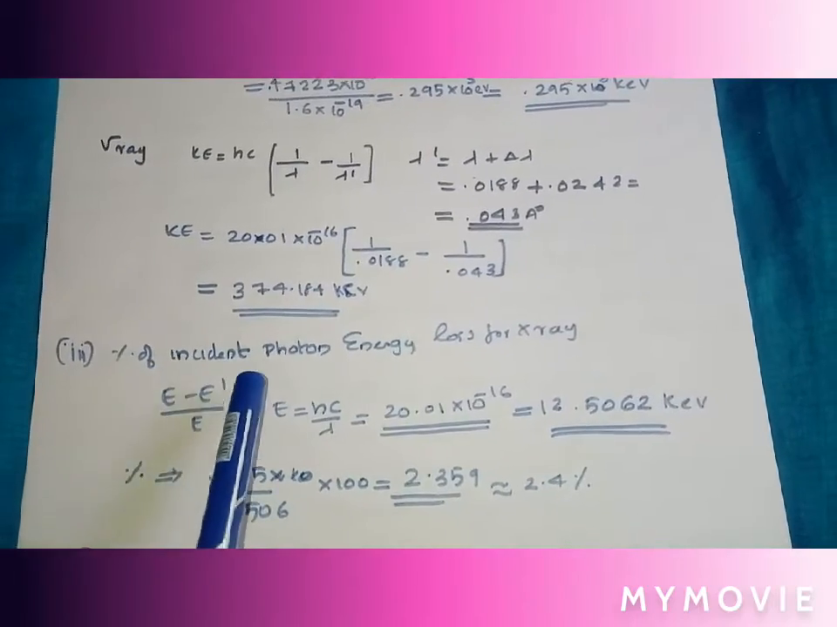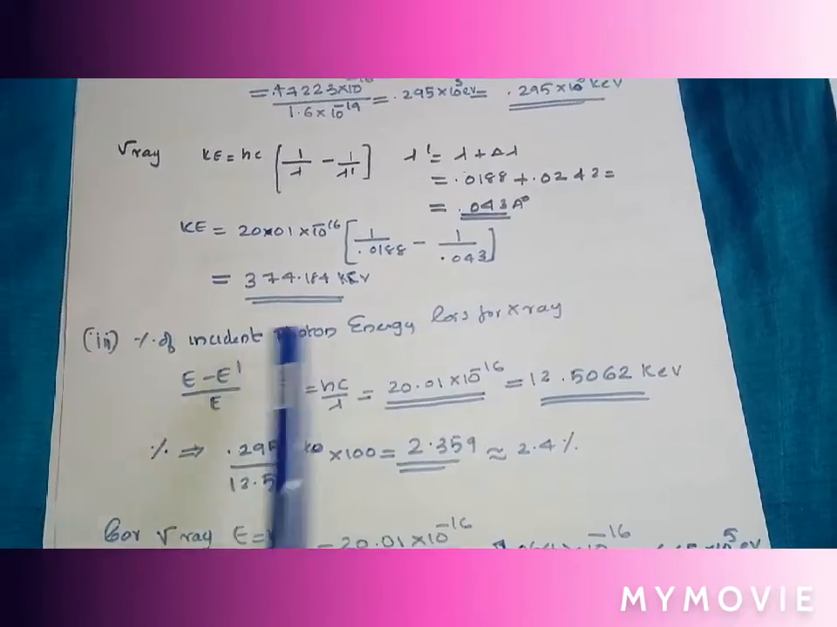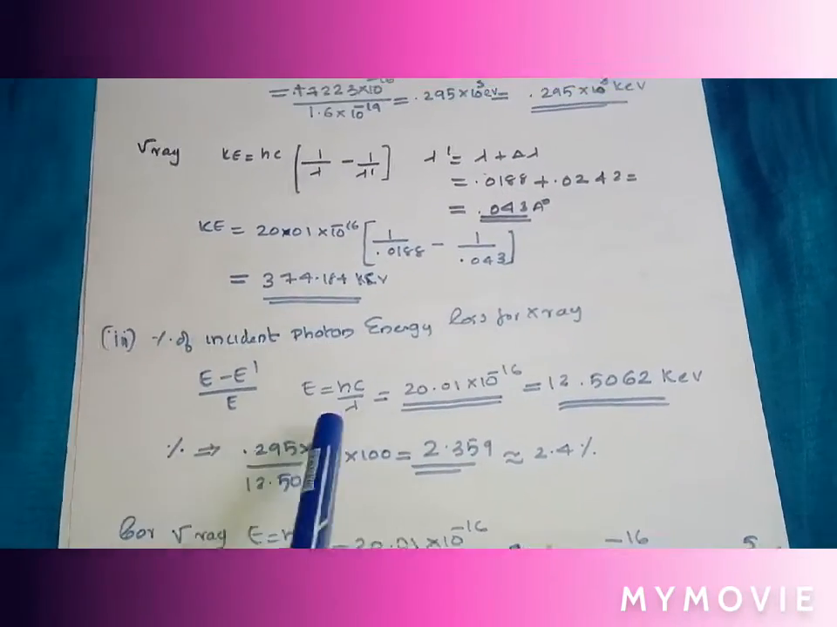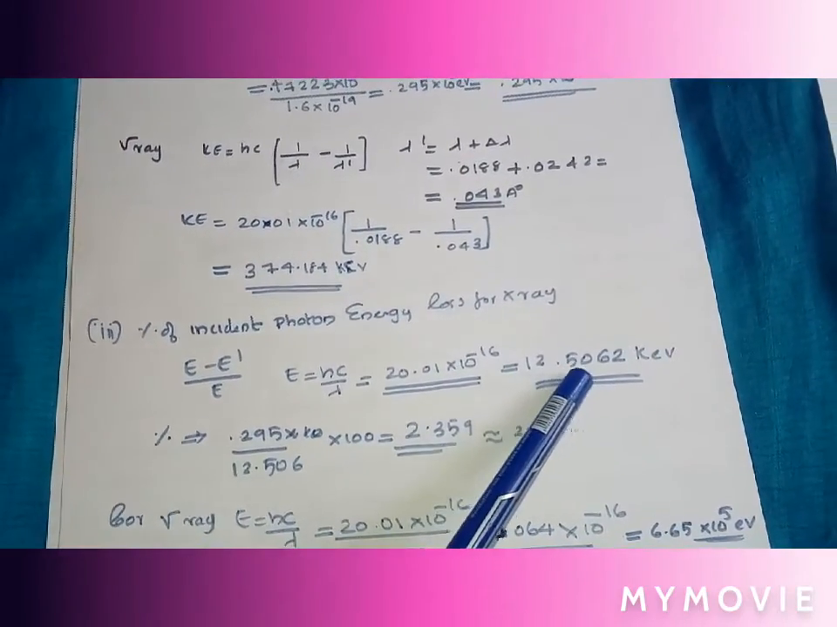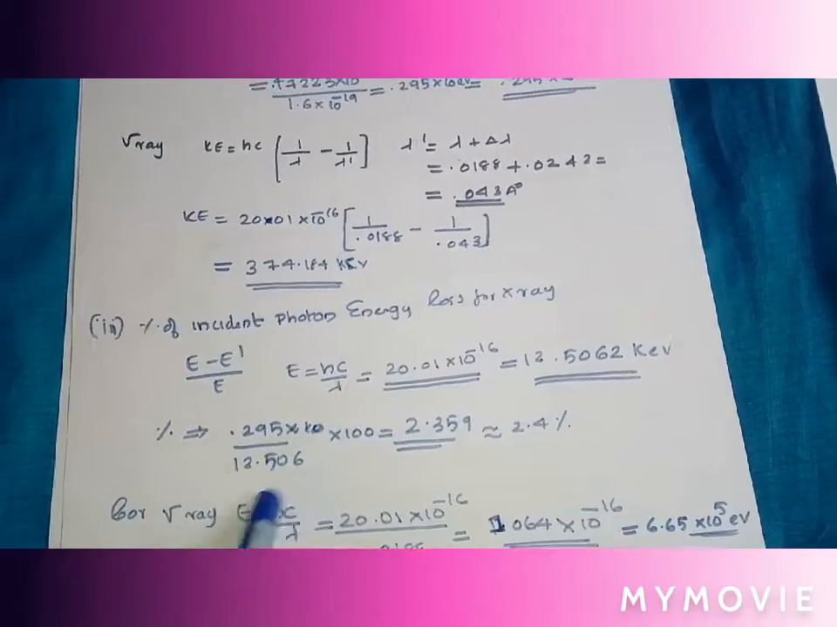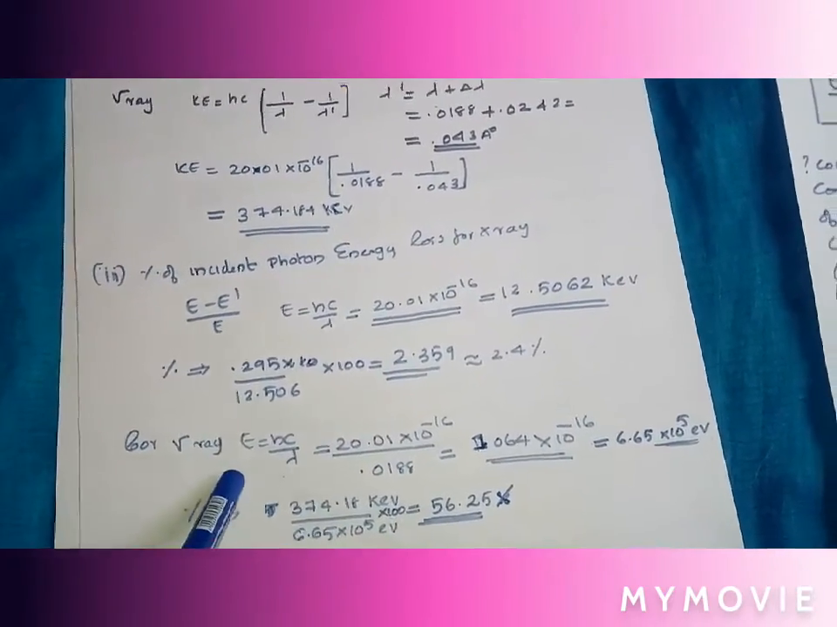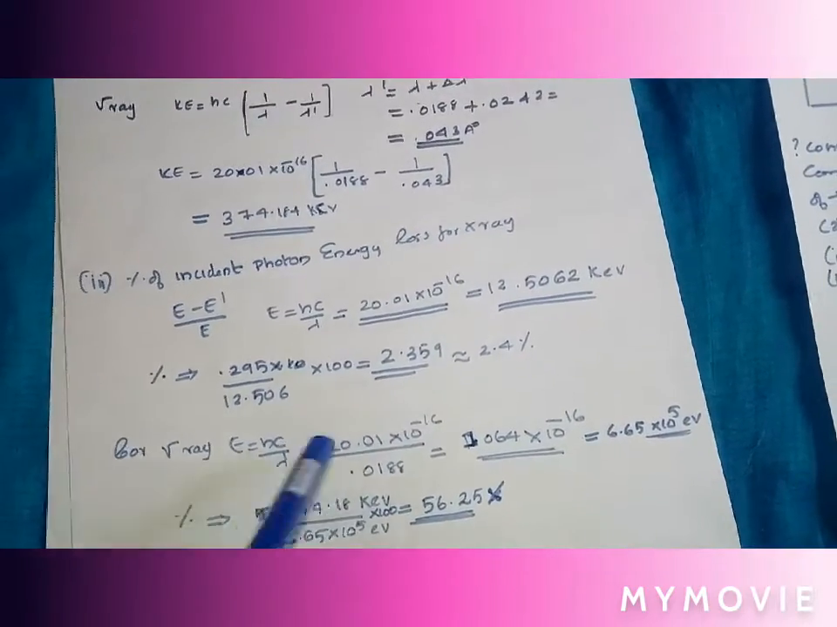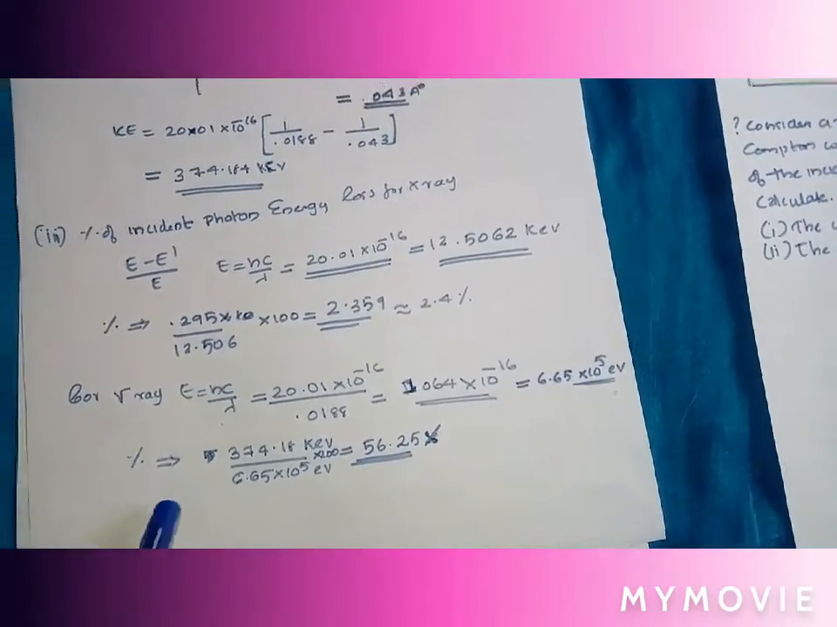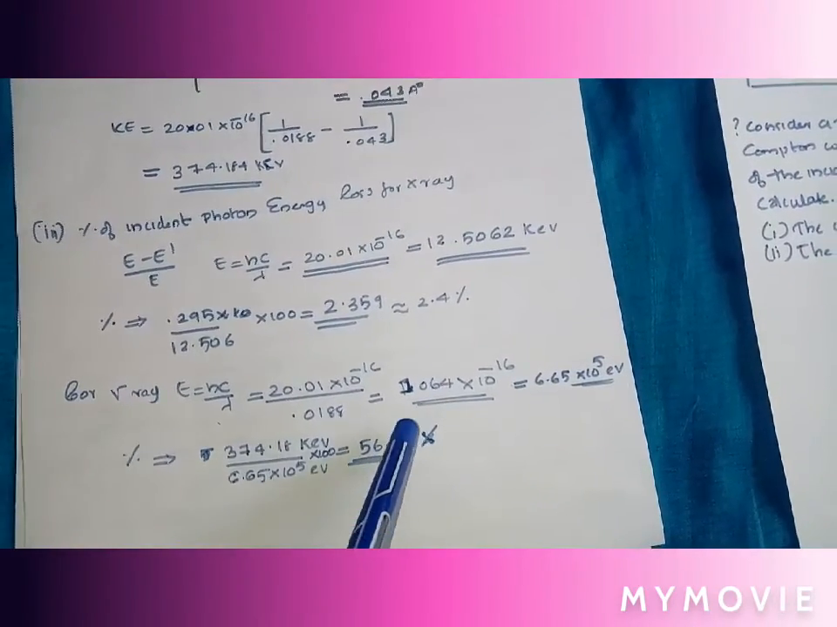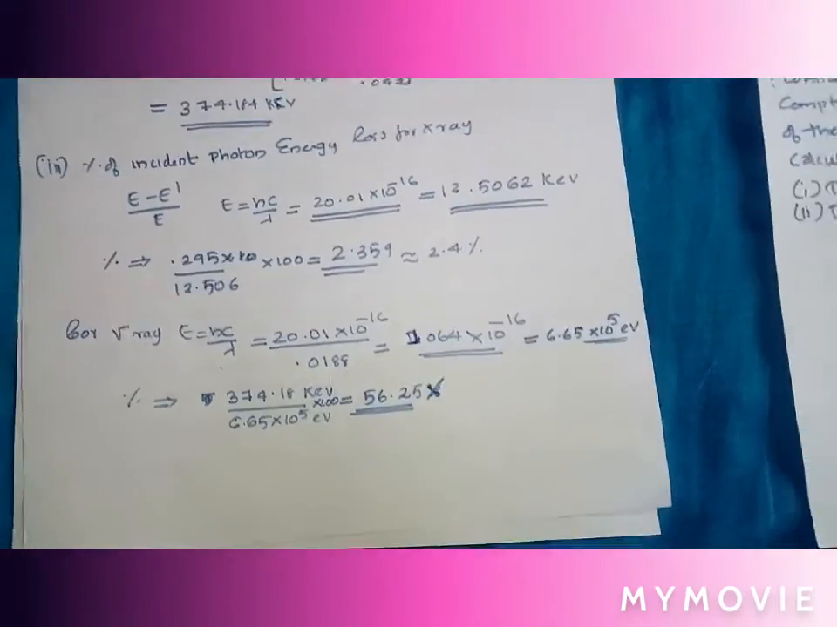Next question, the percentage of incident photon energy lost for X-ray. We know the percentage of incident photon energy lost is E minus E prime divided by E. E is equal to hc by lambda. For X-ray we get 12.5062 kilo electron volt, and by getting the percentage, that is 2.4 percent. For gamma ray we know that E is equal to hc by lambda. Lambda is given in the question, so we get 6.65 into 10 raised to 5 electron volt, and we get the percentage as 56.25 percent of incident photon energy lost for gamma ray.